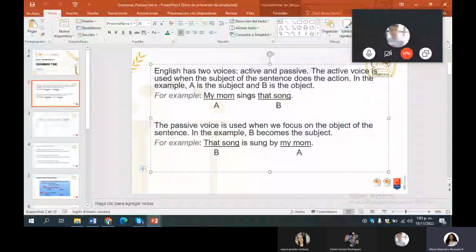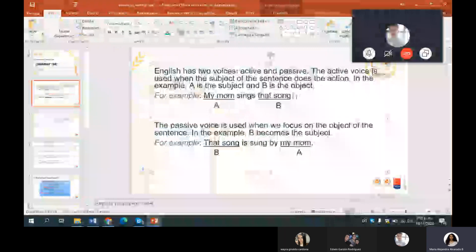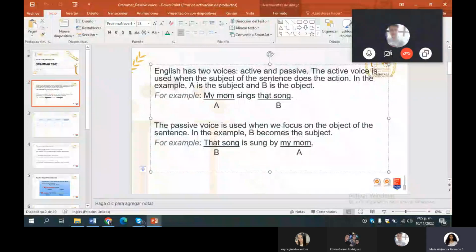But what happens in passive voice? In passive voice, things change. The first thing is that the object of the sentence becomes the subject. So here the song is the object, and in passive voice, it becomes the subject. As I told you before, we have different tenses: present, past, and future. This example is in present, so we put the verb to be in present, and then the verb in past participle.